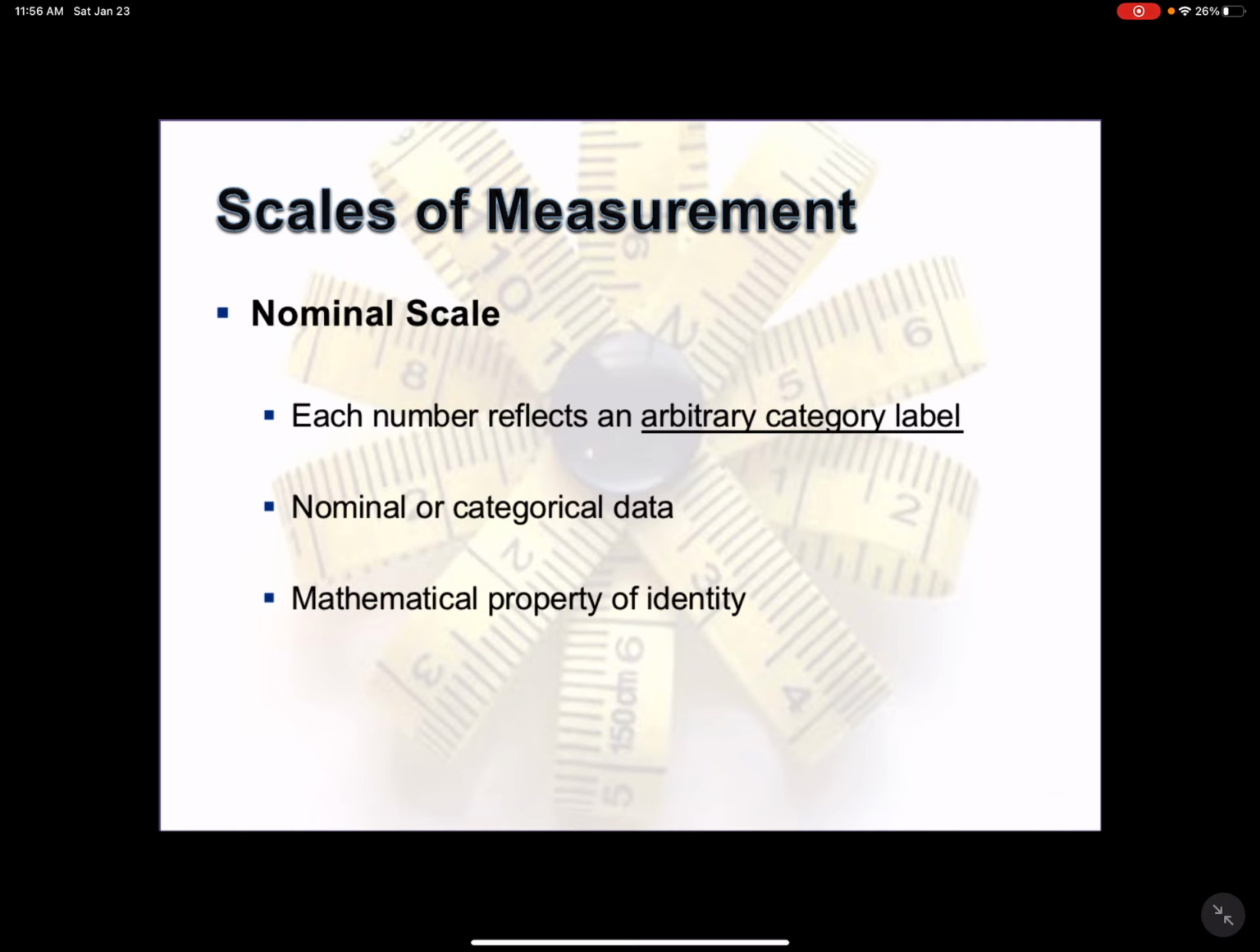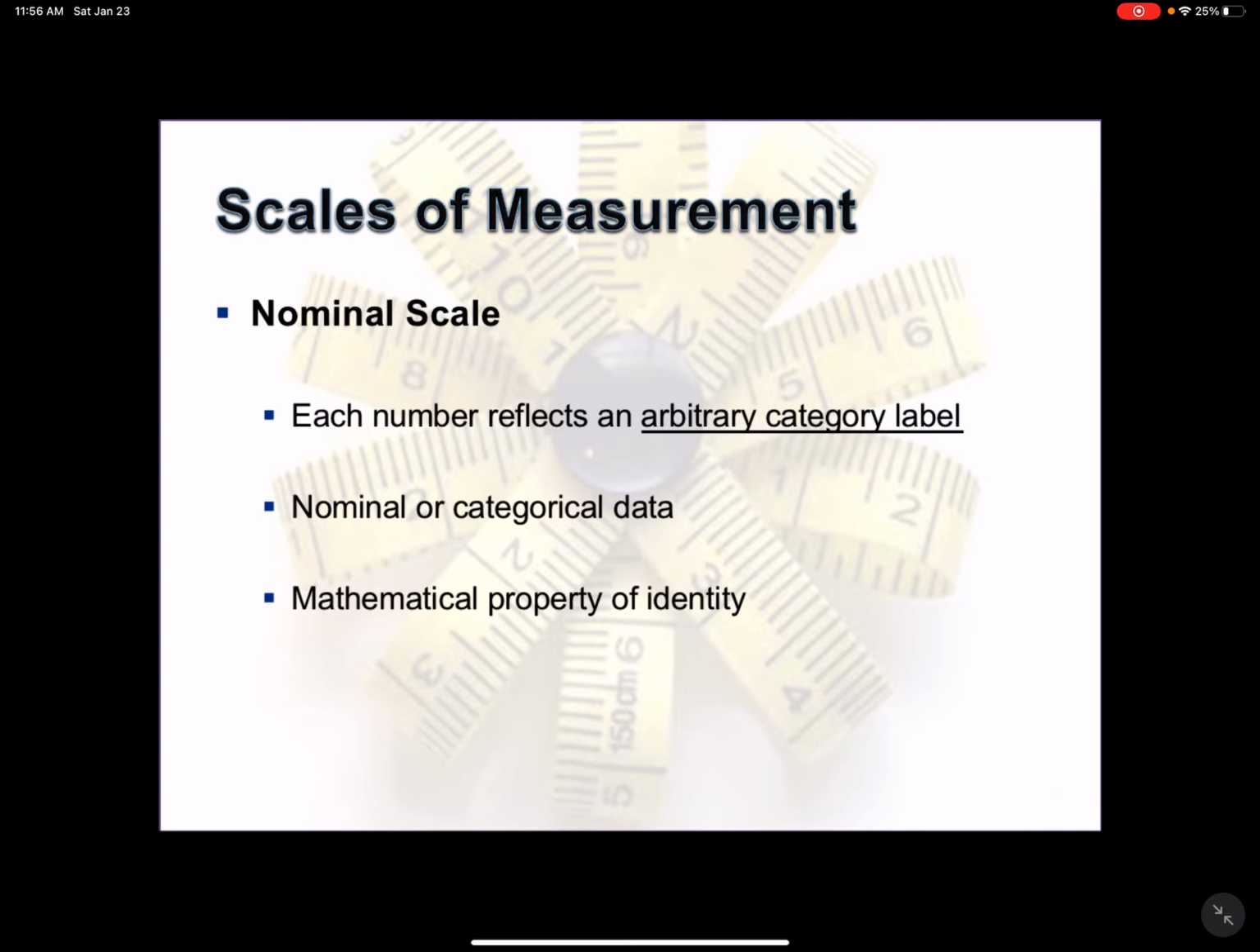Same can be said for religion, which is something that you can be asked on a questionnaire. 1 for Catholic, 2 for Protestant, 3 for evangelical. It doesn't mean that Catholics are worse than everyone else. It just means those are the numbers that we are assigning to those variables. So that's nominal, and that's very possible. And you'll have some demographic questions in our questionnaire that are on a nominal scale. Male and female, nominal. Male, female, other, nominal. So that's just when the number reflects an arbitrary category label.